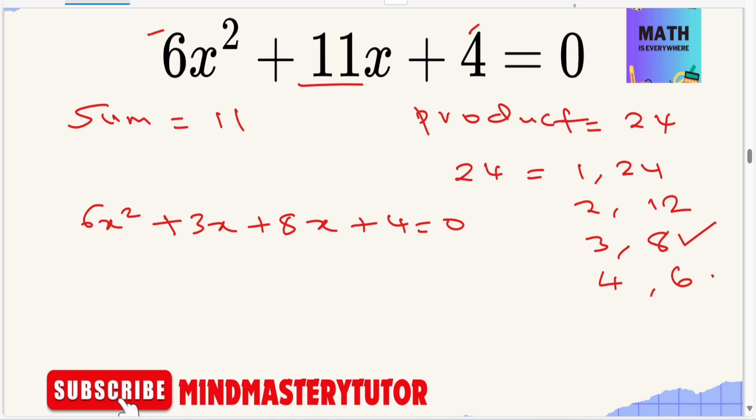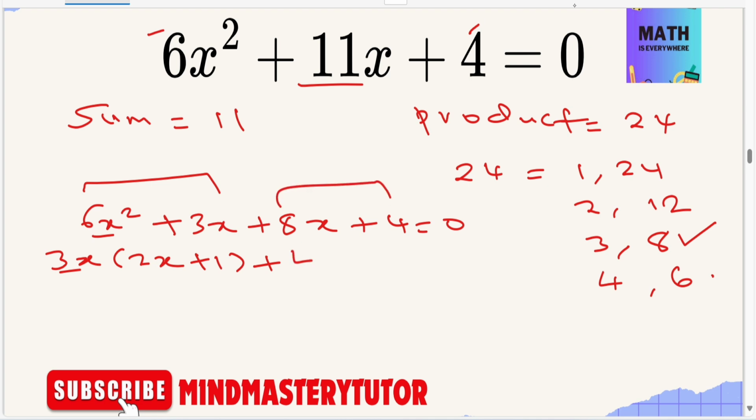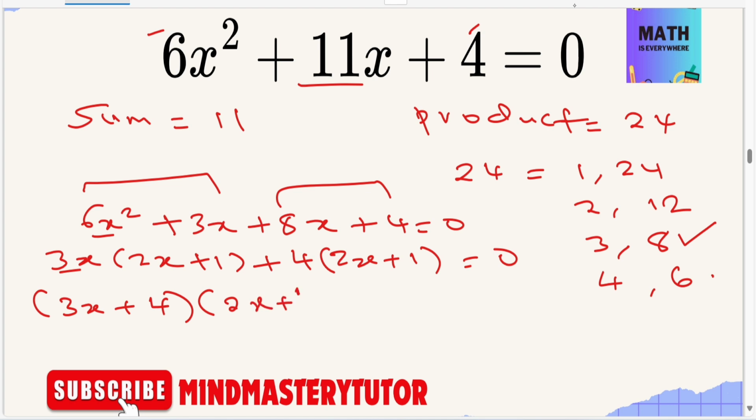So ukiona hapa hiyo common factor hapa ni 3x into bracket 2x plus 1. Okay, this 1 divided by this itakuwa 2x, na 3x divided by 3x itakuwa 1 into plus common factor hapa ni 4 1, sorry for the inconvenience. So equal to 0. Wazileta pamoja 3x plus 4 into bracket 2x plus 1 equal to 0.